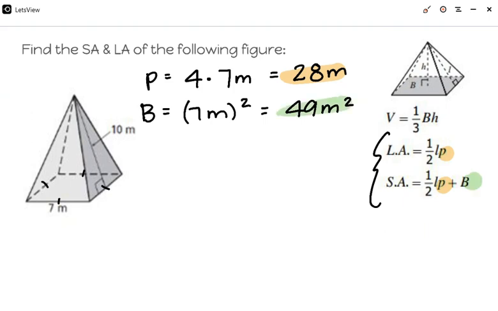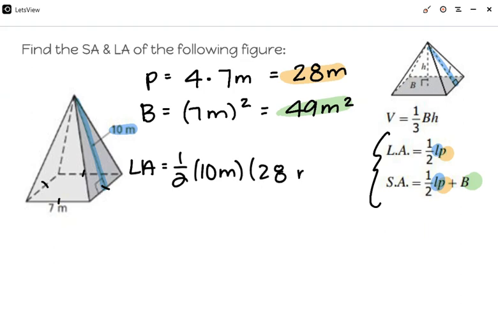That L, remember, stands for that slant right there. You can also see it on the formula. Like I said, that you should be given. So for our lateral area, now we just plug it in. 1/2 times 10 meters times, remember our perimeter is 28 meters. Plug that into your calculator, and you get that the lateral area is 140 meters squared.